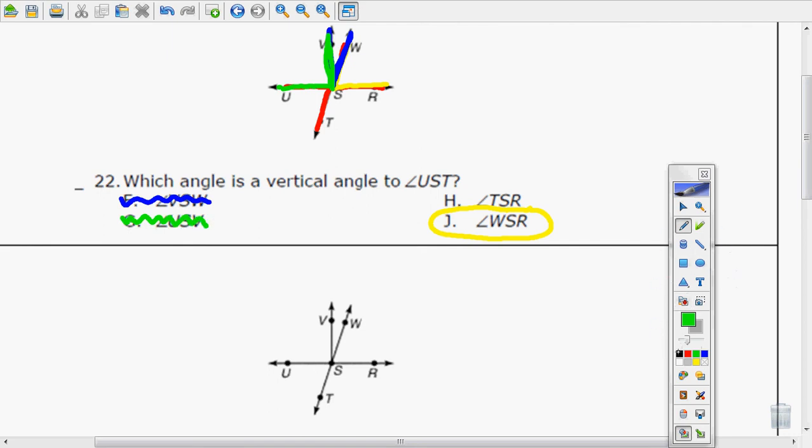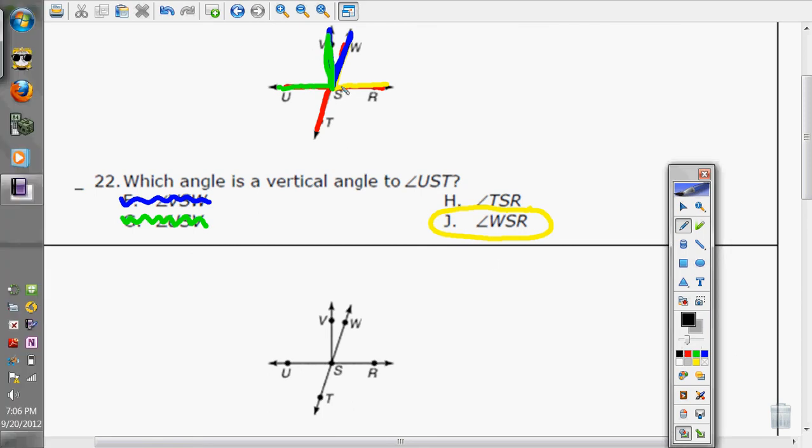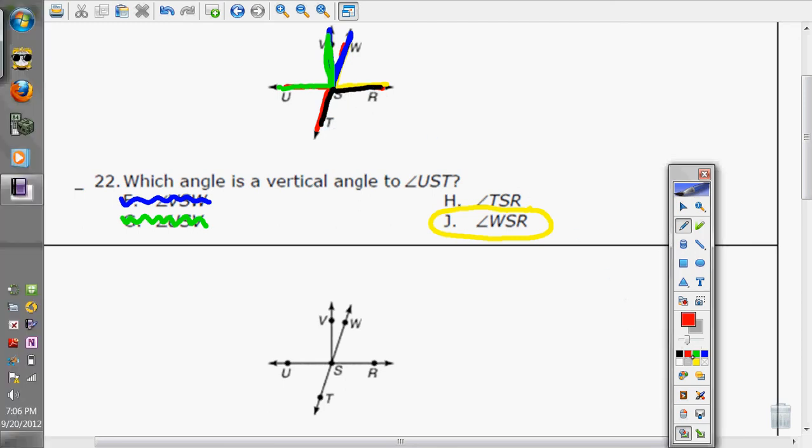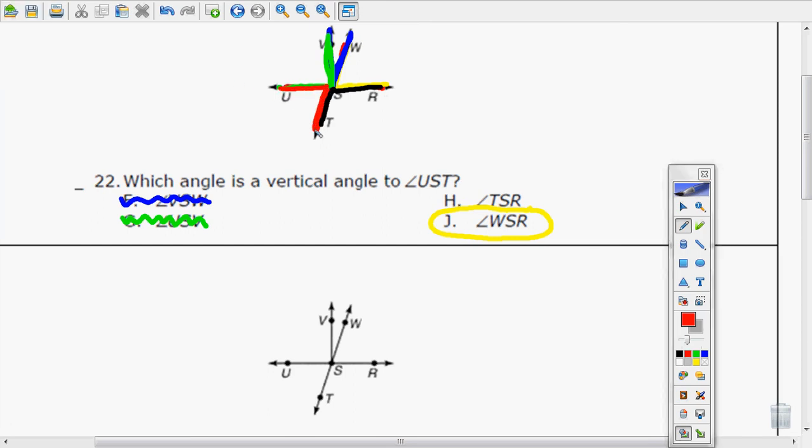Finally, we'll look at the last answer choice, which was TSR. And once again, that is also adjacent to our original angle UST. And vertical angles cannot be adjacent, so that rules that answer choice out as well.